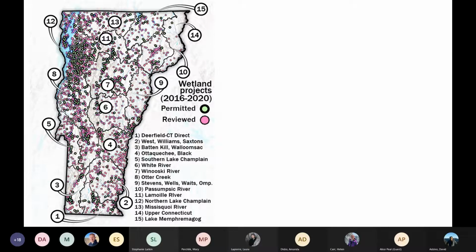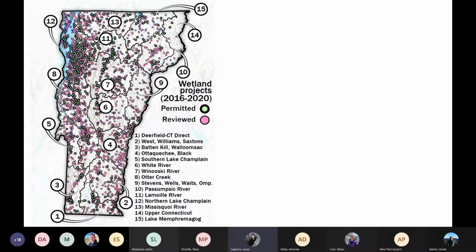So now I'm diving into our data from our permitting program. This figure gives a general geographic location of our 2016 through 2020 wetland projects in relation to watershed planning basins. A concentration of the projects is in the northwest portion of the state, as you can see. And the data that I'm about to provide is only for activities that need a permit.